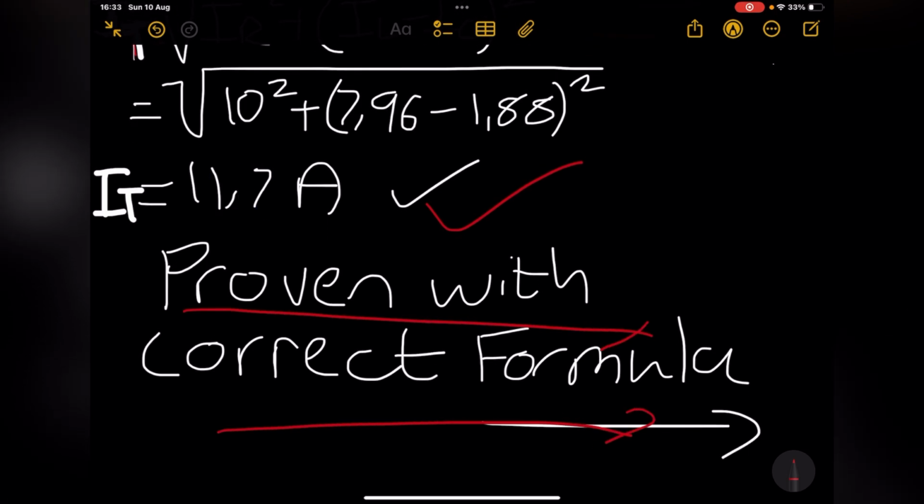All right, guys, so now that we've covered parallel RLC, which is a little bit above NQF level 2, we will carry on with the syllabus 1.8 next.